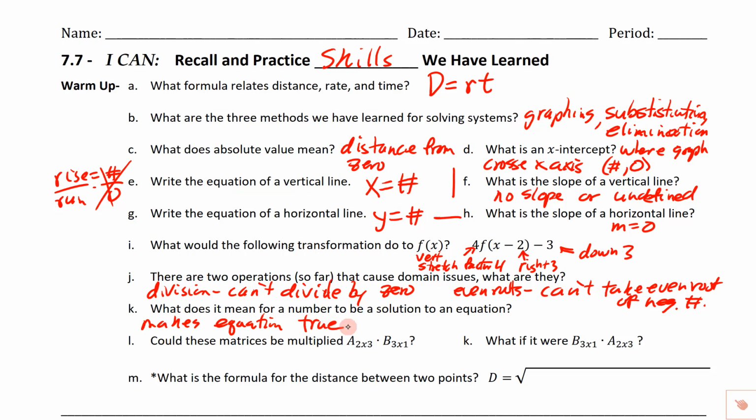And then could these matrices be multiplied? Whoa, out of the blue, just some matrices here. So can I multiply A, which is a 2 by 3, with B, which is a 3 by 1? The answer to that is yes, because the inner dimensions are the same.